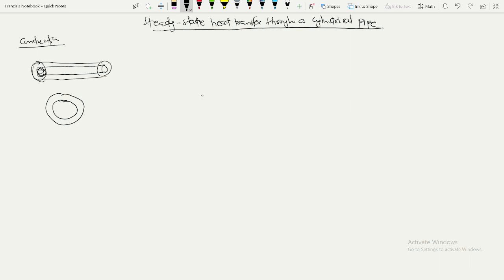Right? So when we look at heat conduction, we know that heat conduction is through a solid medium. So the heat is transferred from the inside of the pipe to the outside of the pipe. That's what we'll be looking at for now. If this is the center of the pipe, from this point to this point is our radius. So let's say R1, inner radius, and then from this point to the outer part is R2, our outside radius.